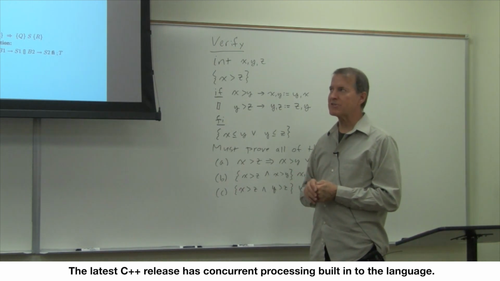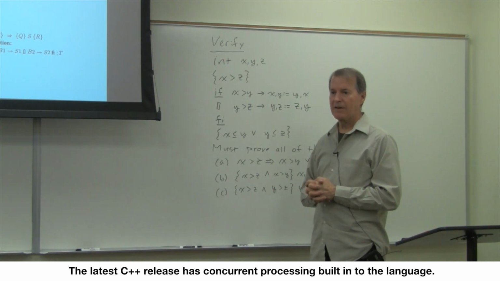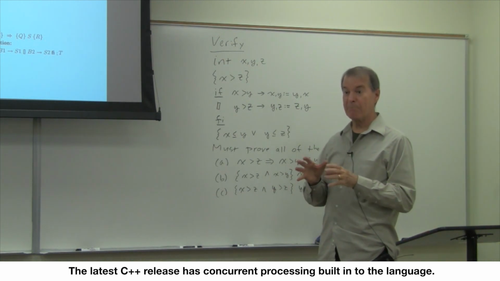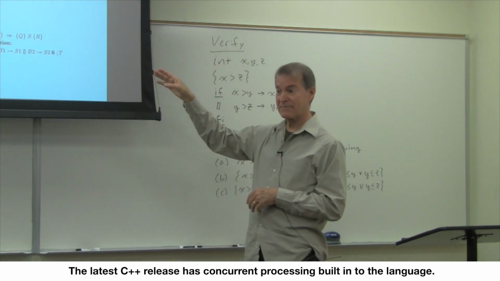There are some languages that have concurrency built into the language itself. The most notable example is a programming language called Ada, A-D-A. It has concurrency built into the language itself, as does Occam.